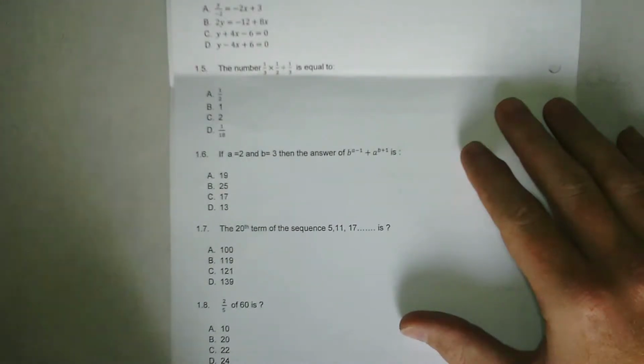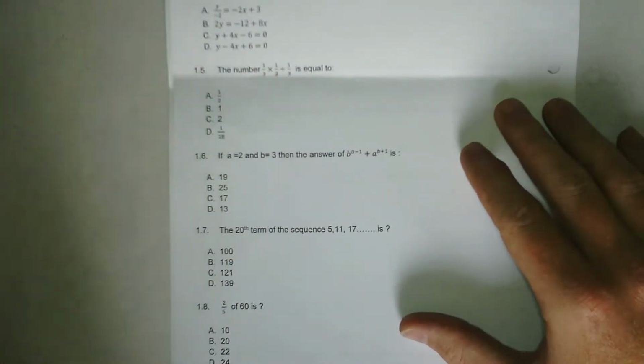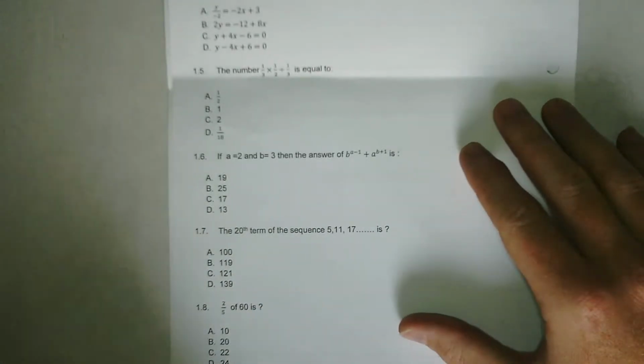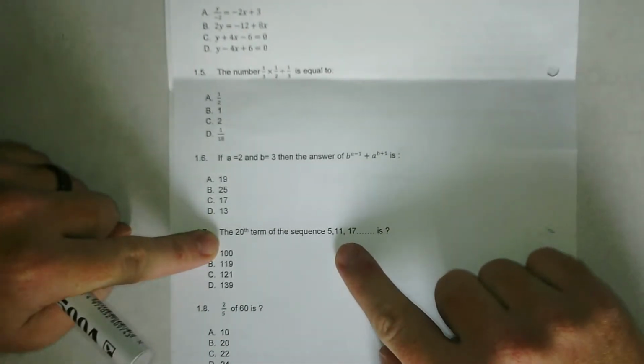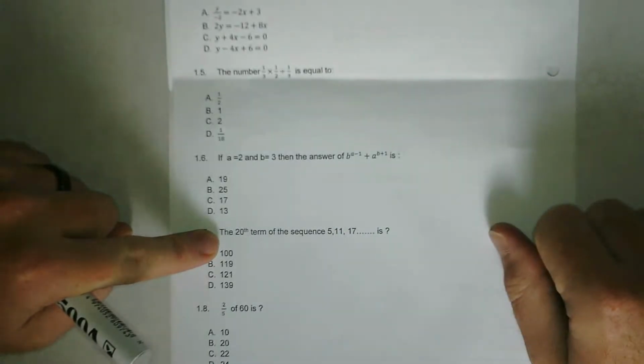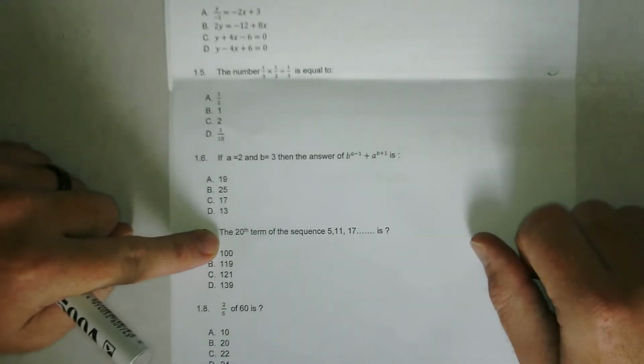Okay. So they ask you, what is the 20th term? So they start with 5, 11, and 17. And now they want to know what is the 20th term in this regard. Okay. So you need to understand that you have to find the difference of the values that are already given to you in the number sequence here. And then you need to go and calculate what the 20th term would be.